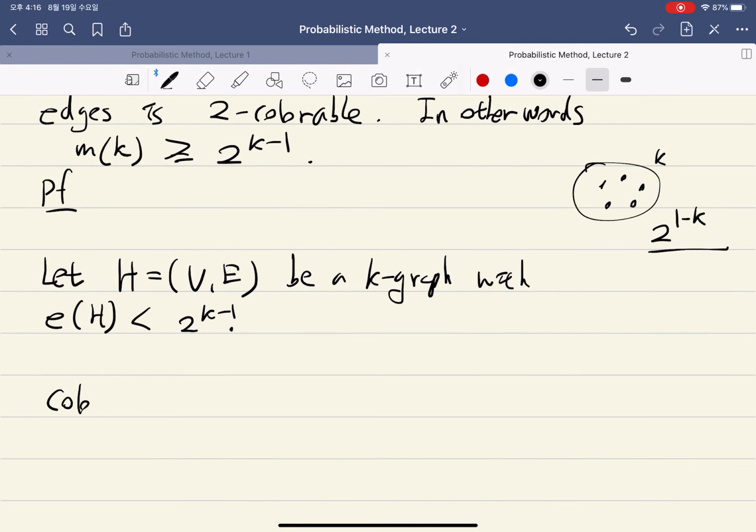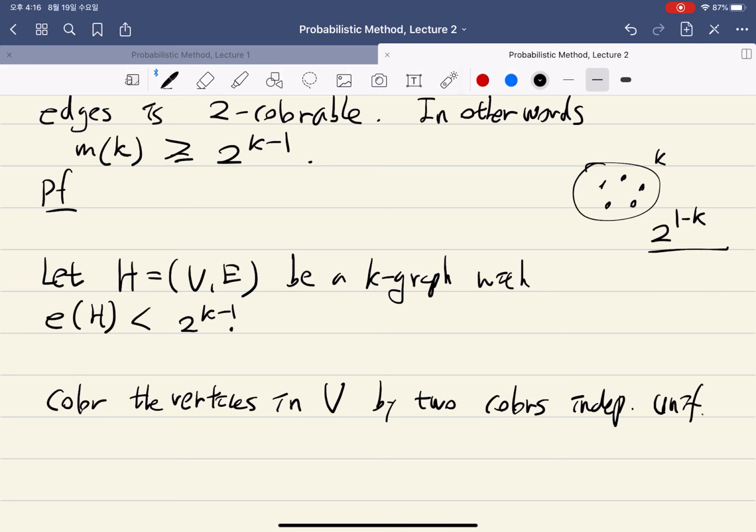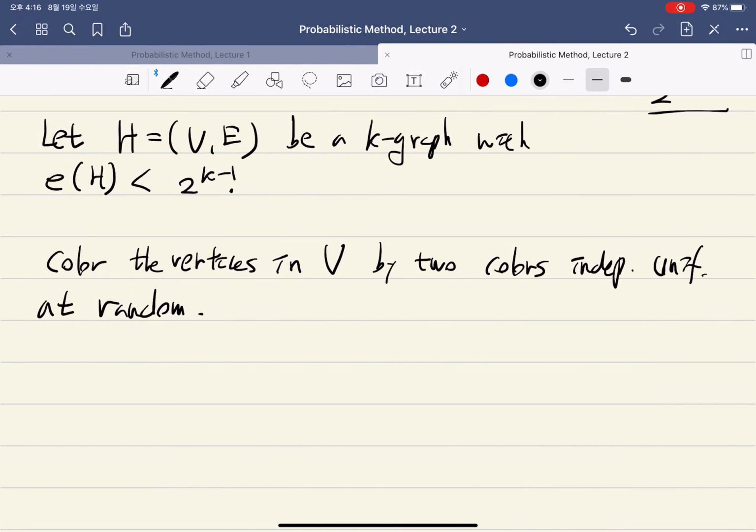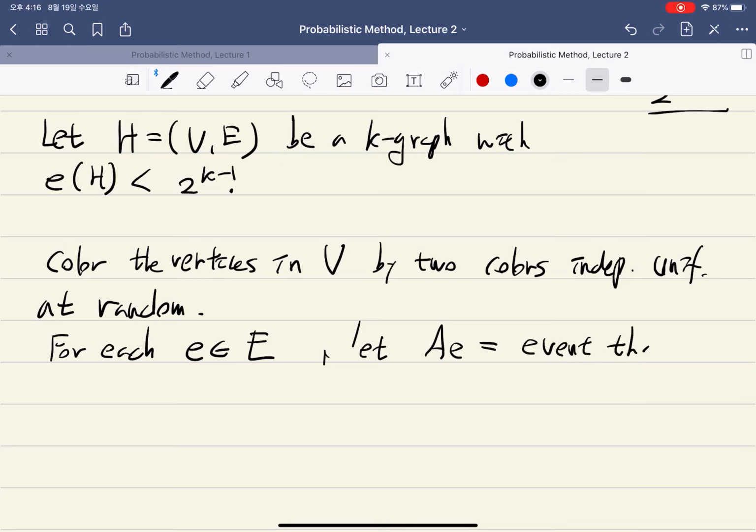Then what we do is we color the vertices in V with 2 colors independently, uniformly, at random. So for each vertex, we flip a coin and then we color it with one of the 2 colors, red or blue. For each edge E, we let A_E be the event that E is monochromatic under this random coloring.